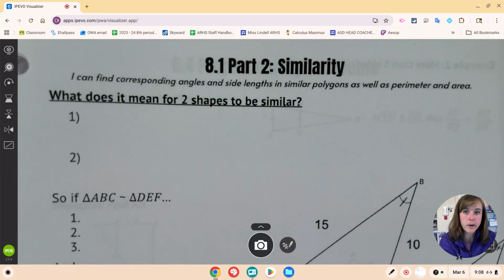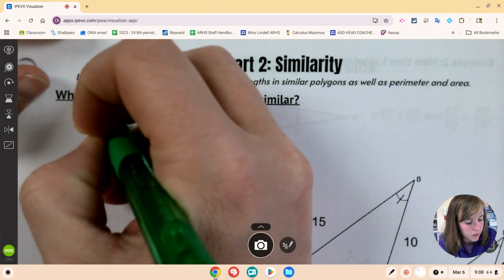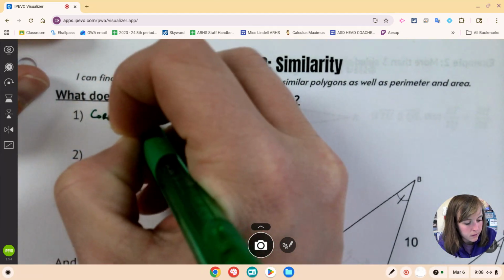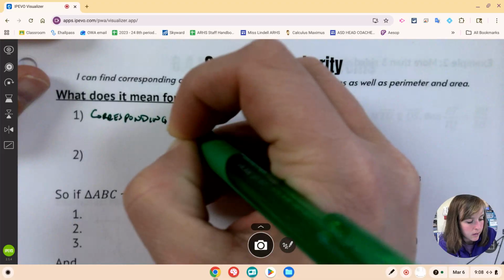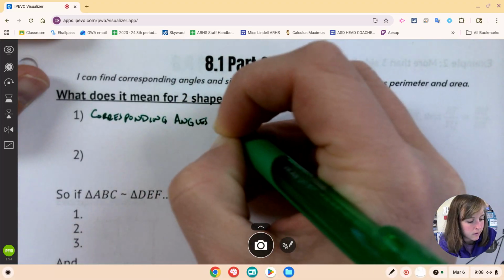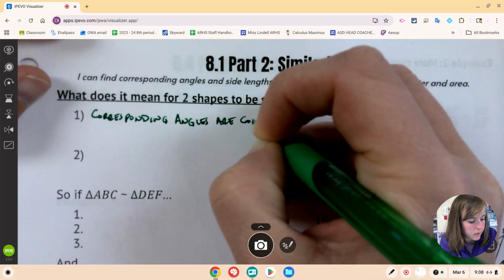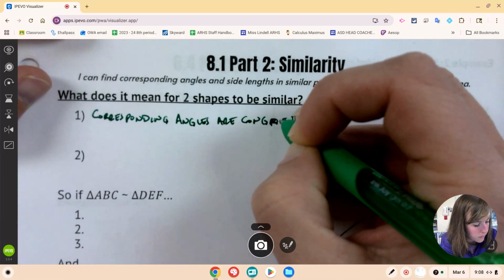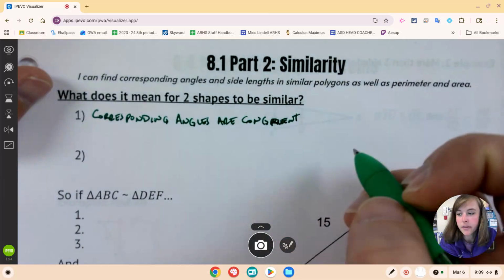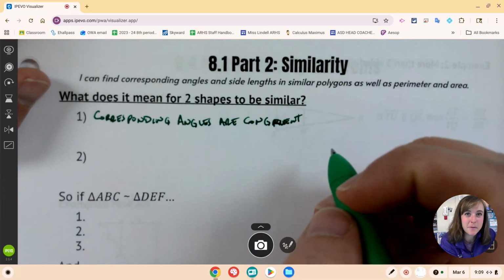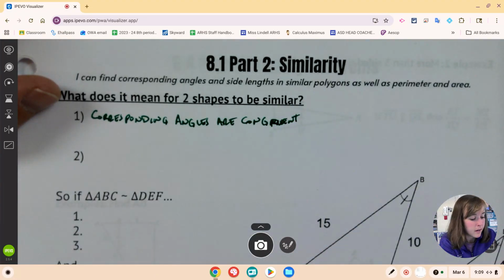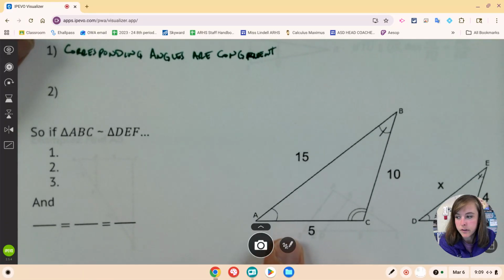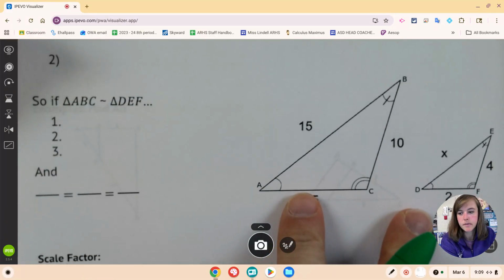So first thing, we need kind of a working definition of what it means to be similar. The first thing we need is that corresponding angles are going to be congruent. So, corresponding angles are congruent. C-O-N-G-R-U-E-N-T. Goodness. All right, there we go. That says congruent. So that means that if we're looking at it in the context of these two triangles right here, we can see, there we are.